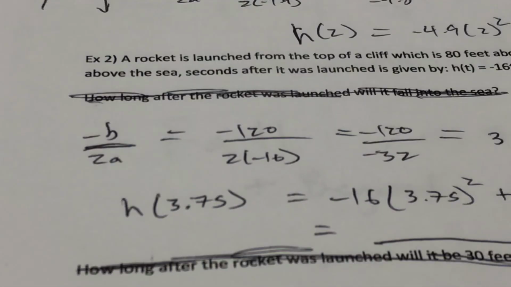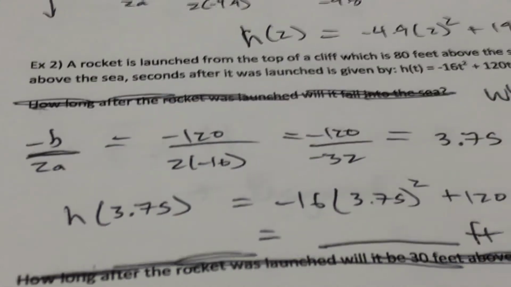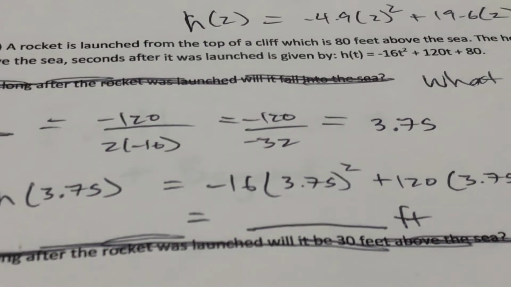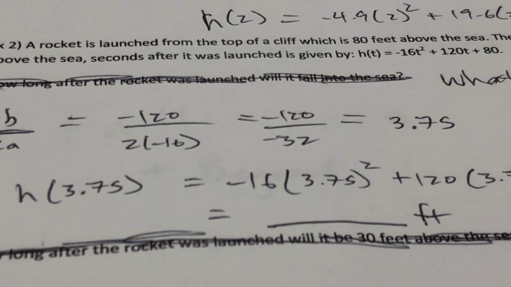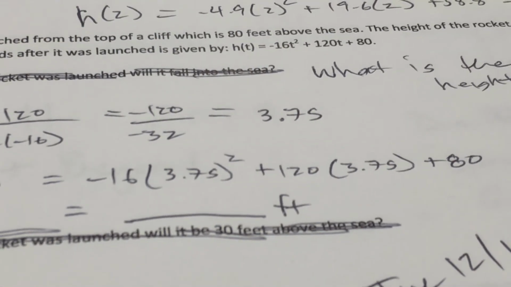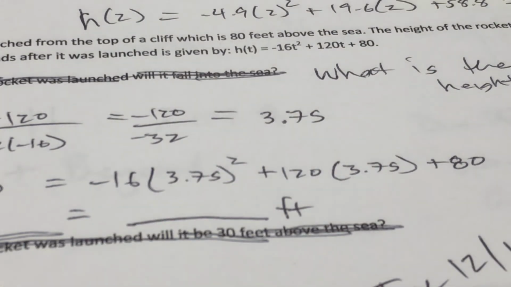All right, so that is the vertex, -b over 2a. The b value is 120, so the opposite is -120 over 2 times -16. 3.75 seconds to reach its maximum height, and you plug 3.75 in for t. Definitely use your calculator for that. And first off, change that question to what's the max height, and you can get rid of that bottom question.